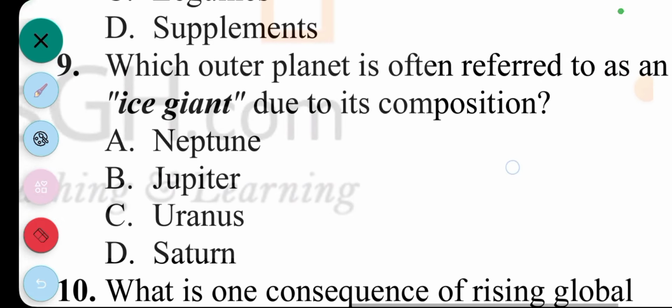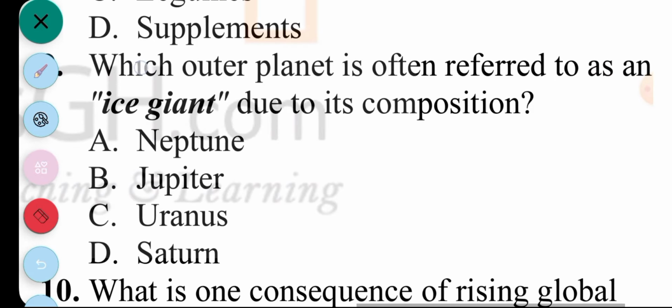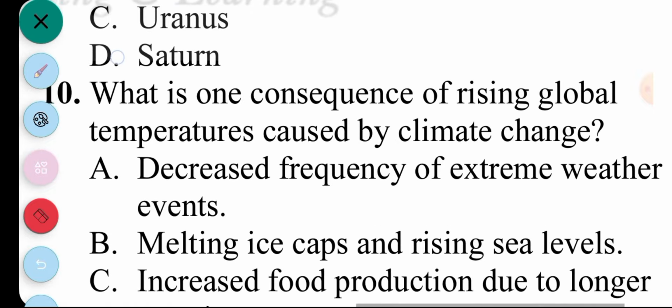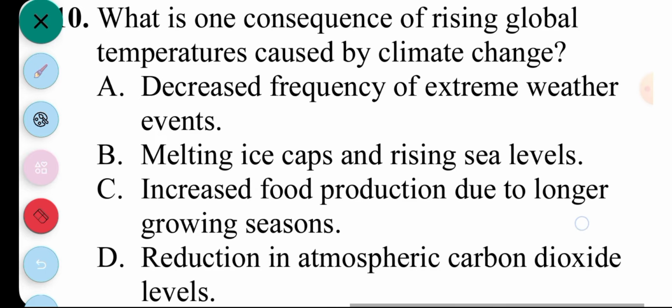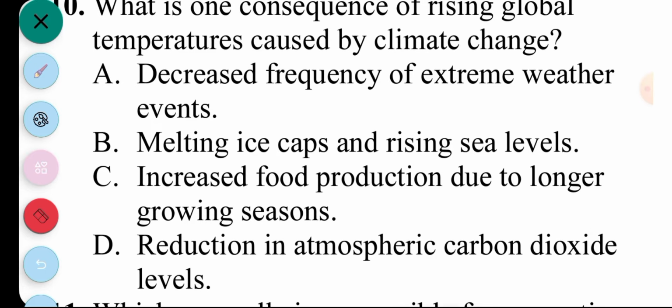So question 9. Which outer planet is often referred to as an ice giant due to its composition? A. Neptune. B. Jupiter. C. Uranus. D. Saturn. And the correct answer to this is C. Uranus. Question 10. What is one consequence of rising global temperatures caused by climate change?